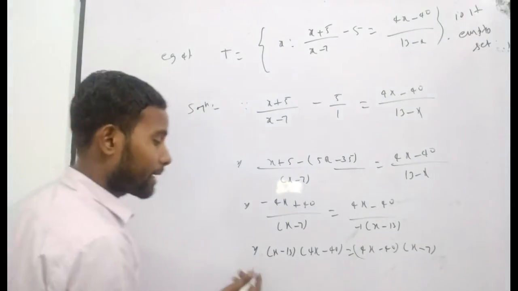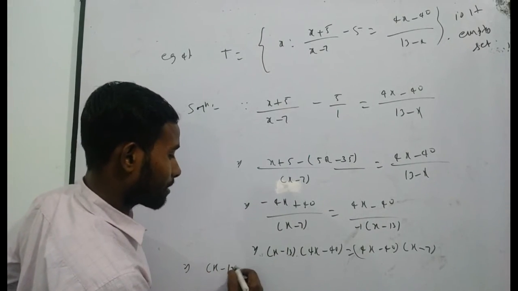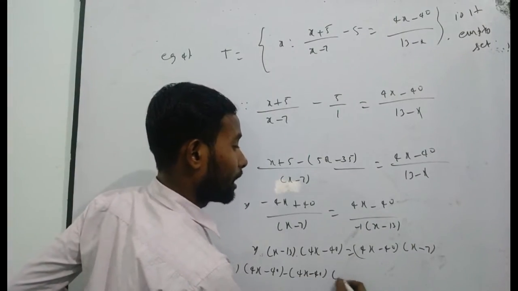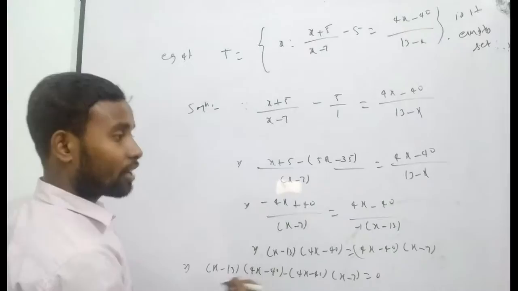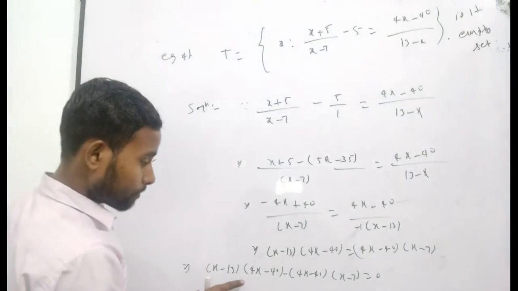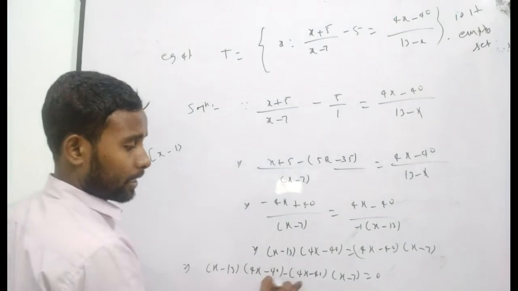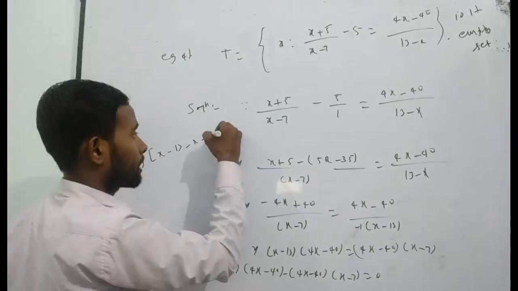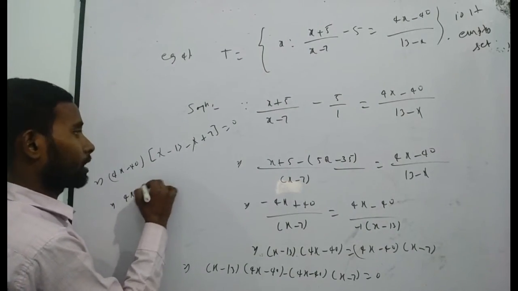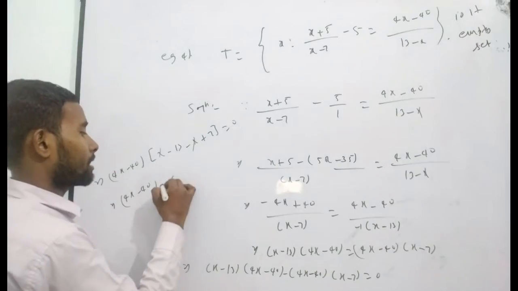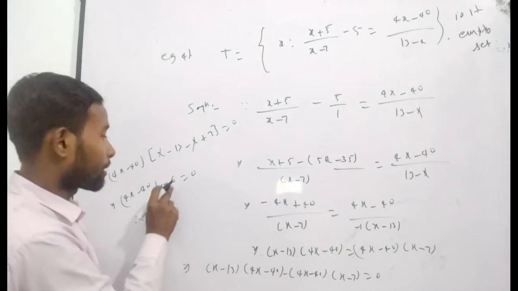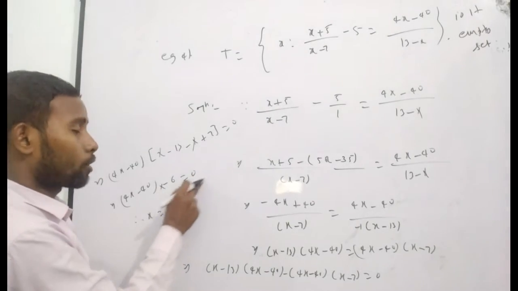If you take it to the left hand side, what will you get? You will get (x minus 30)(4x minus 40) minus (4x minus 40)(x minus 7) is equal to 0. If you take 4x minus 40 common from the whole expression, you will get (x minus 30) minus (x minus 7), that means minus x plus 7, is equal to 0. In that case, x minus x cancel and you get (4x minus 40) into (minus 30 plus 7), that means minus 23 as a multiplication, which will be 0. So x is equal to what? 10. Because when it goes to the RHS, it becomes division, and 0 by minus 23 will be 0.